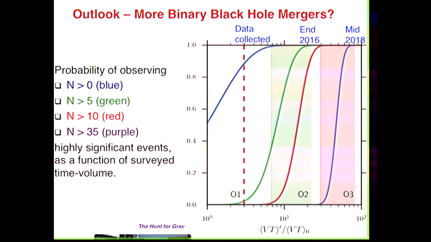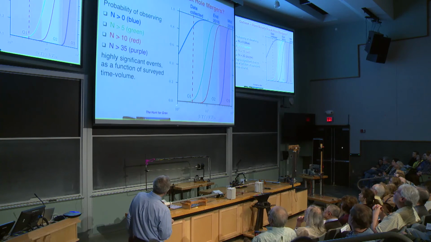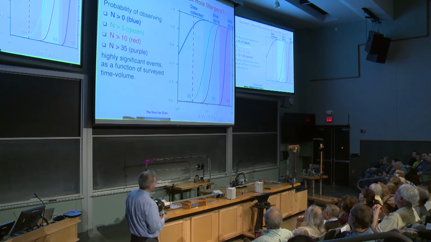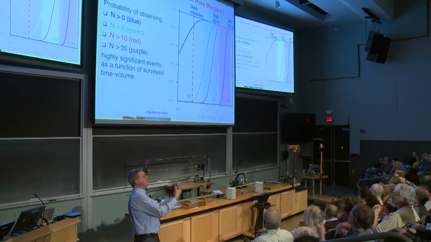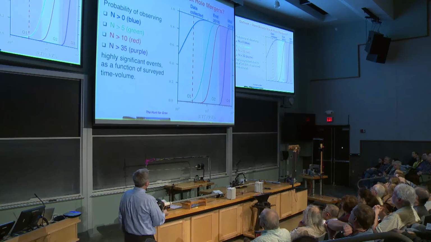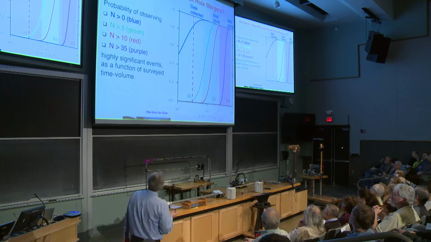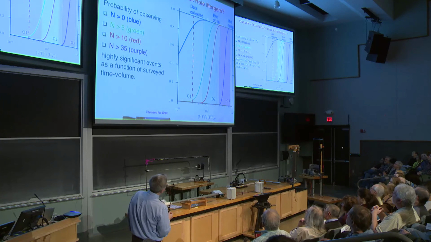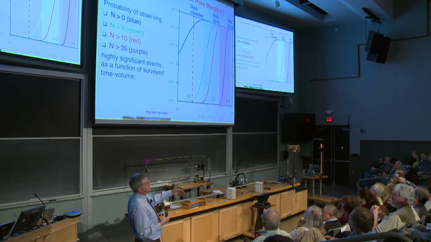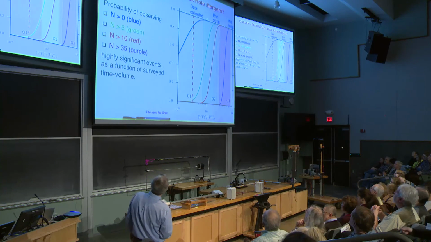So the outlook: how many more of these things might we see in the future? Well, based on what we saw in that first month of the O1 run that's been released so far, we've calculated probabilities for seeing more of these things in the coming years. What's shown horizontally here is the time volume that we're expecting, that we want to sample, compared to the time volume that was collected in that first month, 39 days of data. As we take more data, we see farther out in the universe, we're sampling more time, we should see more events in principle.